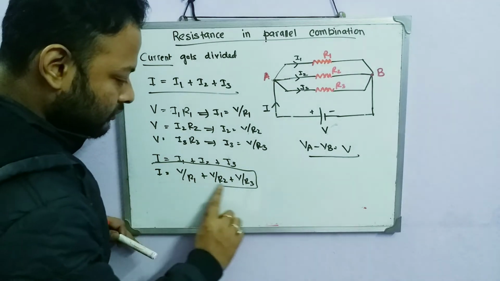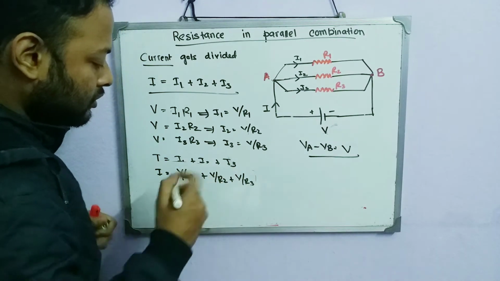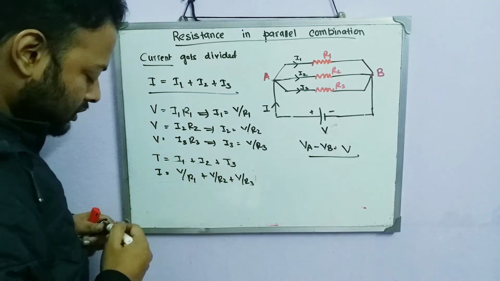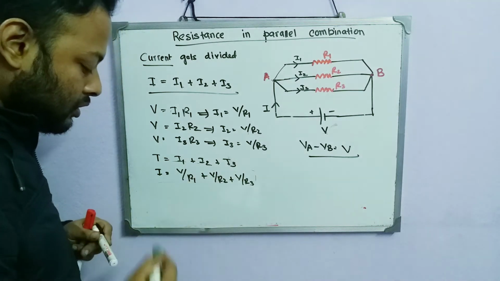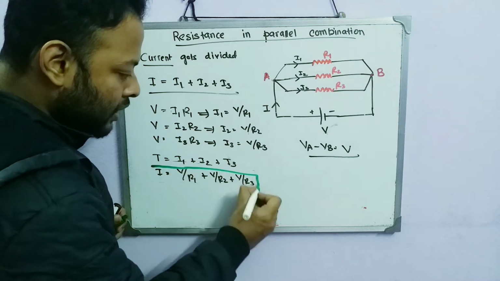Sorry for this small thing. I1, I2, I3. So see, this is the one equation I'm getting.